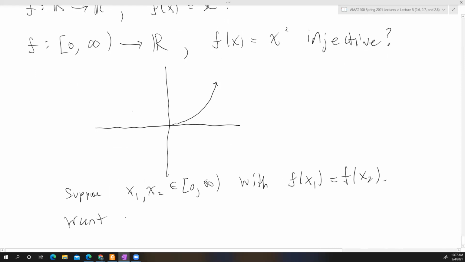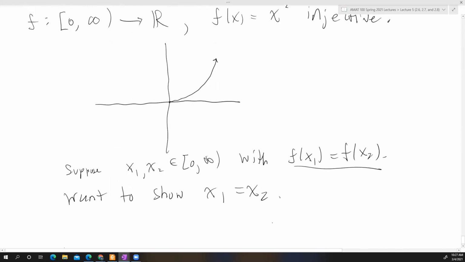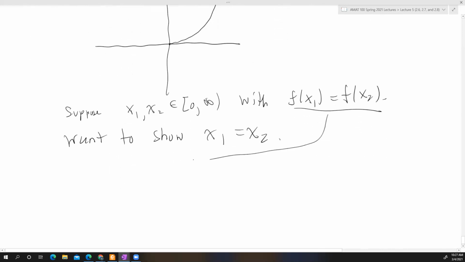Well, remember what the goal is. We want to show, if their images are equal, that x1 is actually equal to x2. Well, this right here means x1 squared is equal to x2 squared. Now, in this case, I'm going to take the square root of both sides.